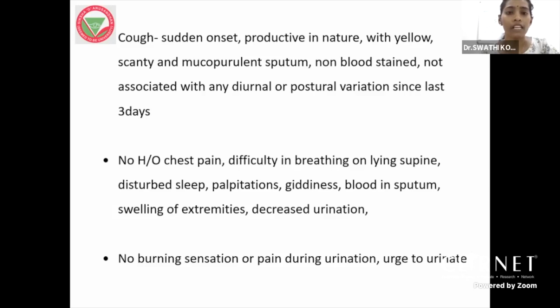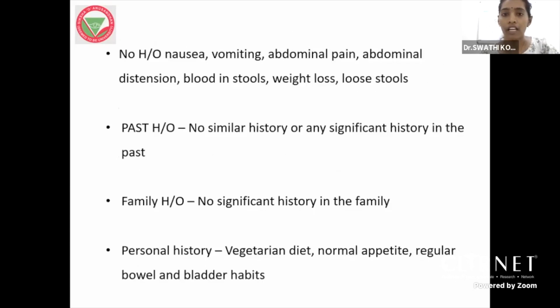And cough is sudden in onset, productive in nature with yellow, scanty and mucopurulent sputum. It is not blood stained. And cough is not associated with any diurnal or postural variation since last 3 days. There is no history of chest pain, difficulty in breathing or lying supine, disturbed sleep, palpitations, giddiness, blood in sputum, swelling of extremities, decreased urination, no burning sensation during urination or urge to urinate. And there is no history of nausea.